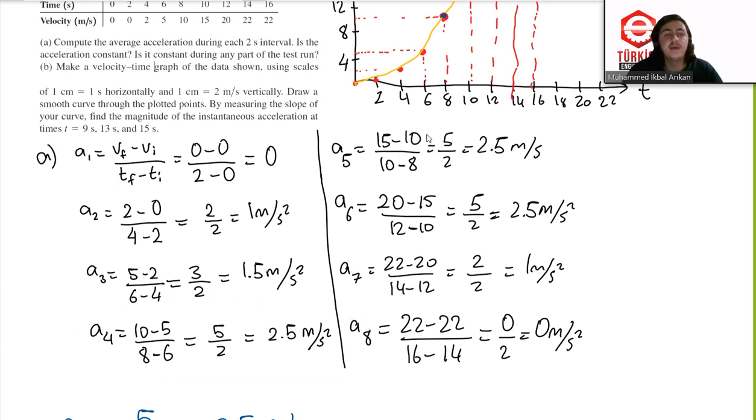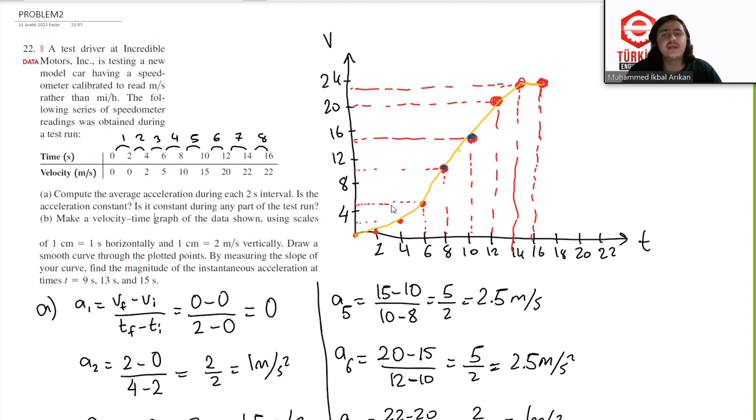So you will use the same idea to find the acceleration when time equals 13 and when time equals 15. You can just take the 2 points which have your point between them. 9 is between 8 and 10. So when you're asking for 13, just take 2 points, 12 and 14. With this idea, you will calculate accelerations for 9, 13 and 15 seconds.